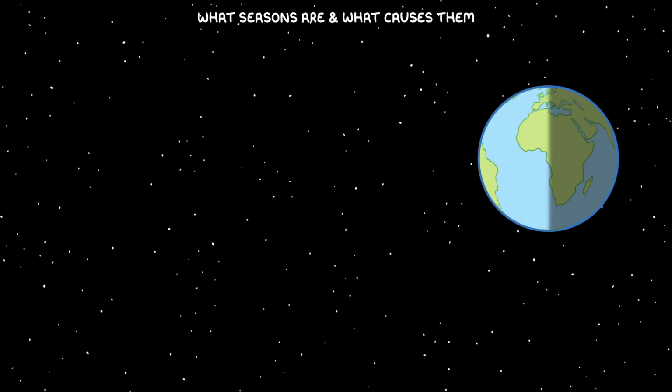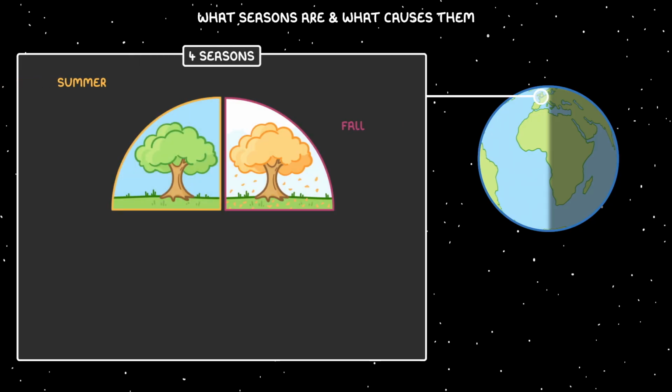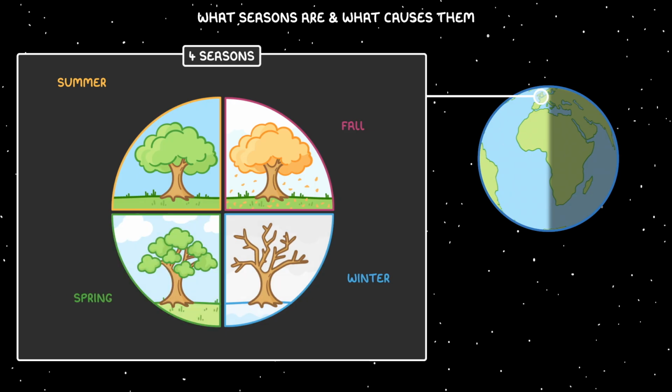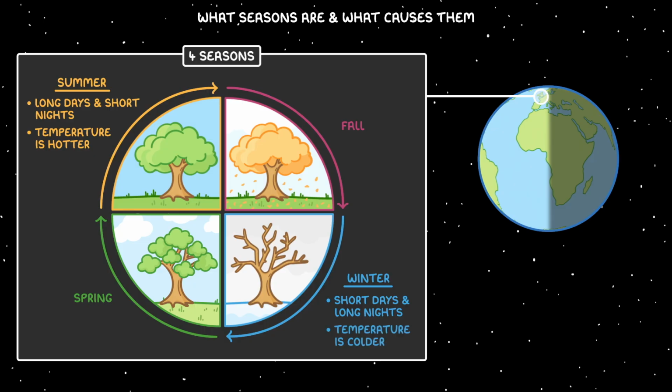Next, let's look at what the seasons are and what causes them. As an example, in the UK, they experience 4 distinct seasons: summer, fall, winter, and spring, and these seasons cycle continuously, occurring at the same time each year. Depending on the season, though, we experience either longer days or shorter days, and higher temperatures or lower temperatures. For instance, in the summer, we typically have long days and short nights, and the temperature is hotter, while in the winter, we usually have short days and long nights, and the temperature is colder.